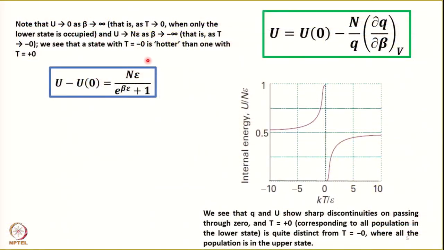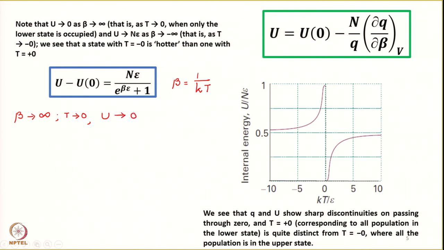We will discuss it a little bit more. So we have now derived this expression, that internal energy is given by NE divided by exponential beta E plus 1. Let us discuss the conditions. When beta approaches a value of infinity, remember beta is 1 over kT. When beta approaches infinity, it means temperature approaches 0. Then U will approach a value of 0.